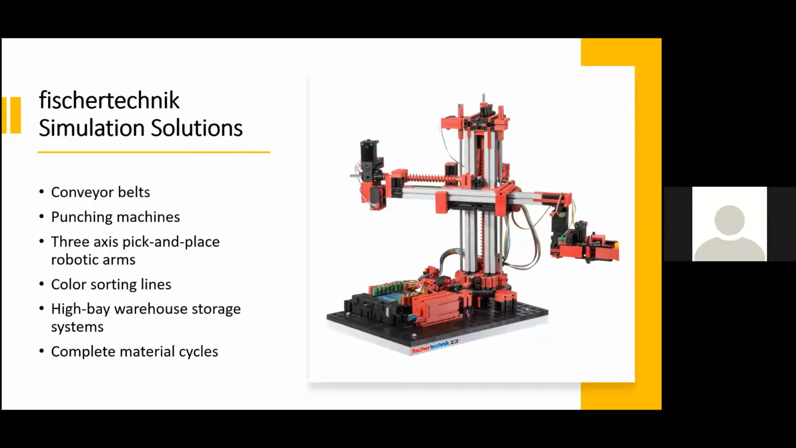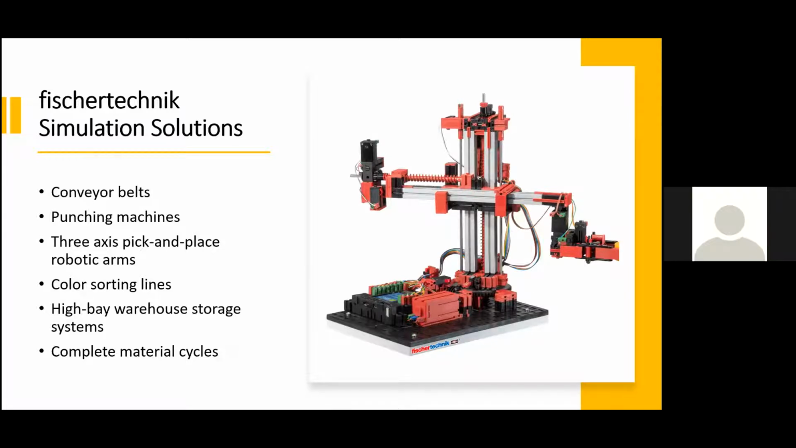Models in the fischertechnik simulation line include things like conveyor belts, punching machines, 3-axis pick-and-place robotic arms, color sorting lines, and even high bay warehouse storage systems. Now, besides these individual models which focus on specific automated processes, fischertechnik also offers an integrated factory simulation model.